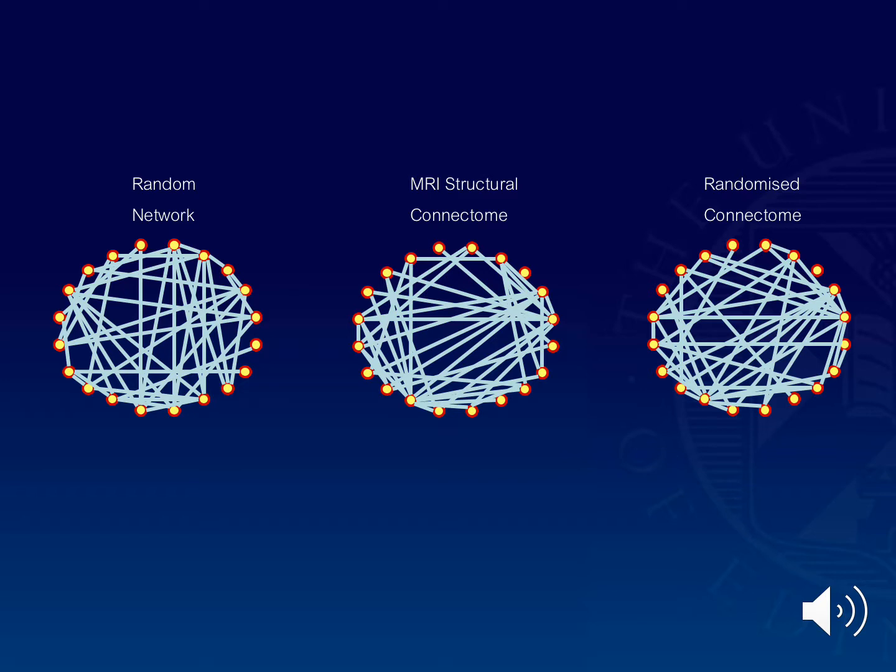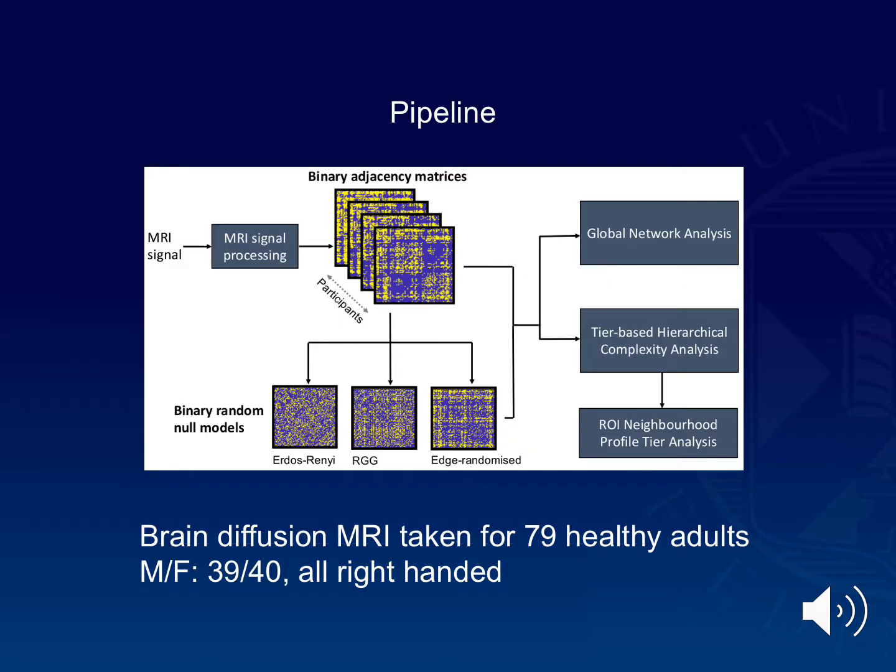So again, how do we distinguish these kinds of networks? We follow a pipeline where we take the MRI signal. There's MRI signal processing done by my collaborators. This gives us some binary adjacency matrices, which we can basically generate random null models from. We took 3 random null models in this instance.